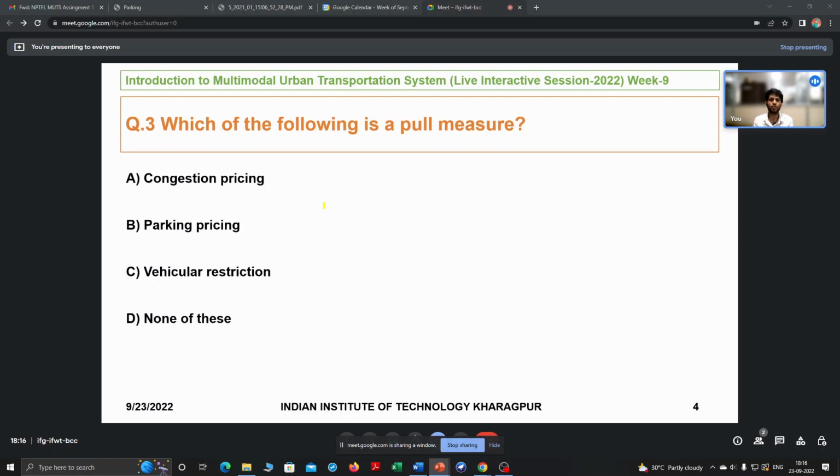And the question is, which of the following is a push measure? So the correct answer would be none of these, right? Because a pull measure will be something like attracting someone to use public transport. So if you have a BRT service or a new metro service, those are the examples of pull measures, right?